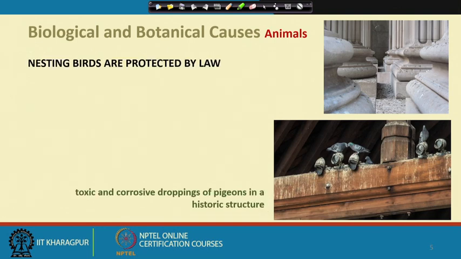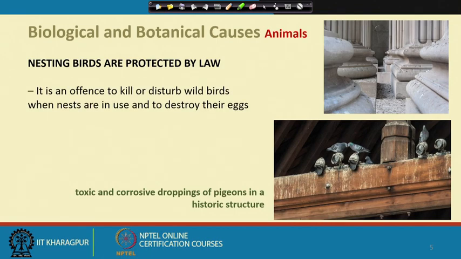One, we must remember the nesting birds are protected by the law, and so are some of the animals. There is a very strict animal control, protection and preservation wildlife law. So, depending on which country we are working in, we have to be very careful, because earlier a lot of measures were taken which were sometimes very cruel, and these are not possible nowadays. So, one has to look into those particular laws to keep a balance. It is often an offense to kill or disturb wild birds, especially when the nests are in use, and to destroy their eggs. It's a punishable offense.